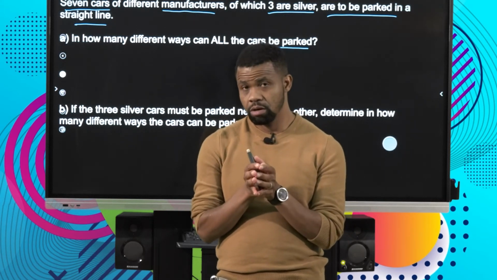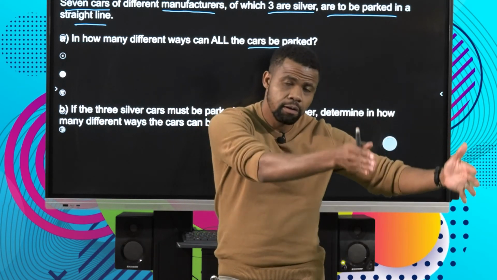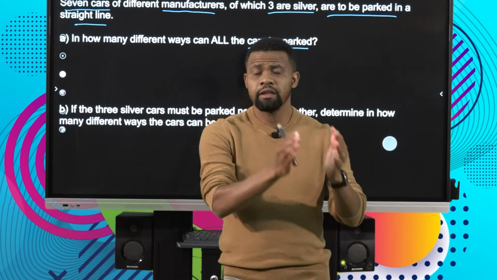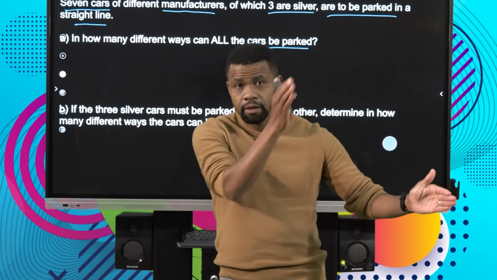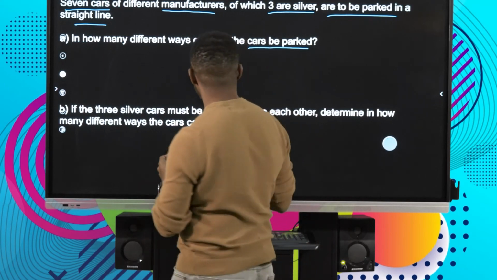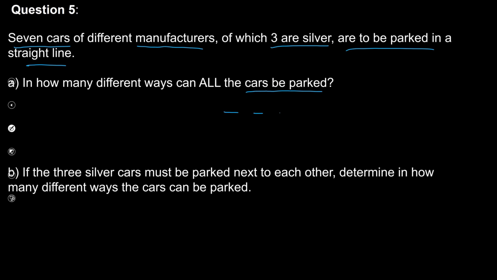This is counting without repetition, because if I've parked the first car in the first position, then for the second parking spot, only 6 remaining cars can park. Let's look at this. We have 7 cars, which is 1, 2, 3, 4, 5, 6, 7. If I take 1 car, the first car has 7 choices where to go. You can go there, or there, or there as the first car. So the first car to arrive has 7 choices.